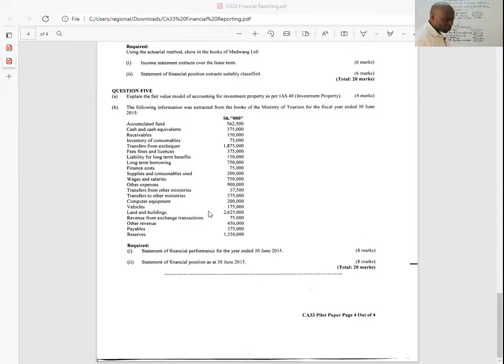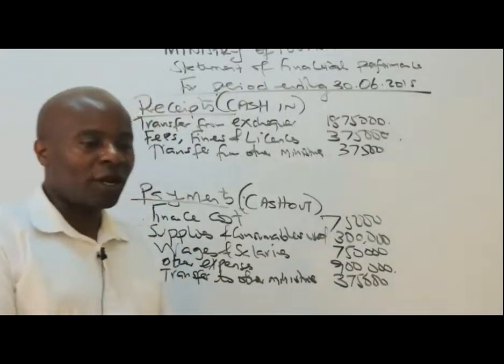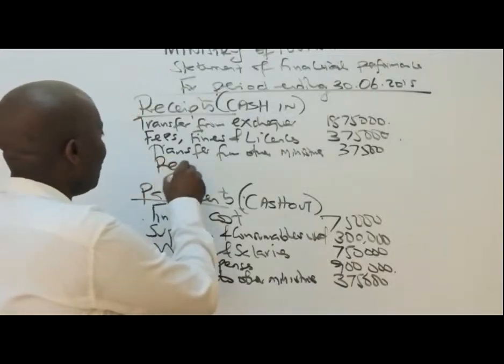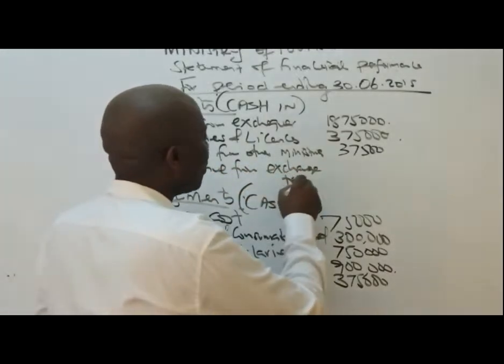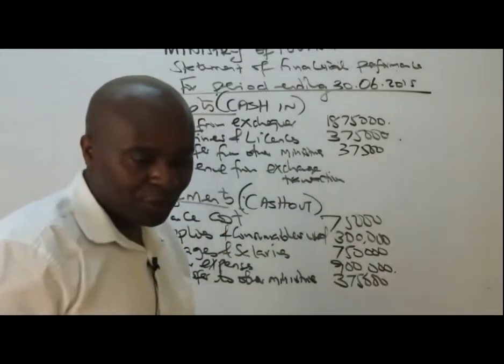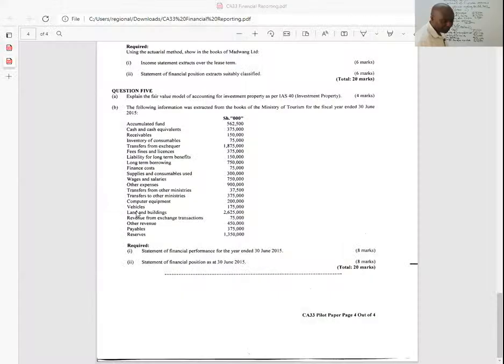Revenue from exchange transactions. Where do I take this really? Revenue from exchange transaction. It's a receipt, isn't it? Thank you very much. So revenue from exchange transaction, what are we getting here? It is 75,000.